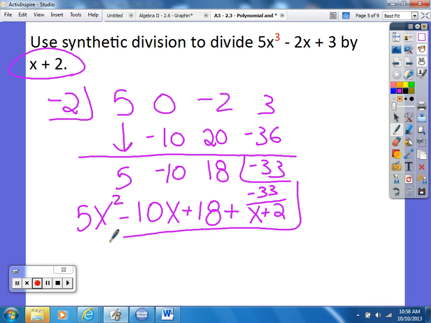X plus 2. So that's how I write my final answer. That makes sense to everybody? Okay. Is x plus 2 a factor of that big thing?